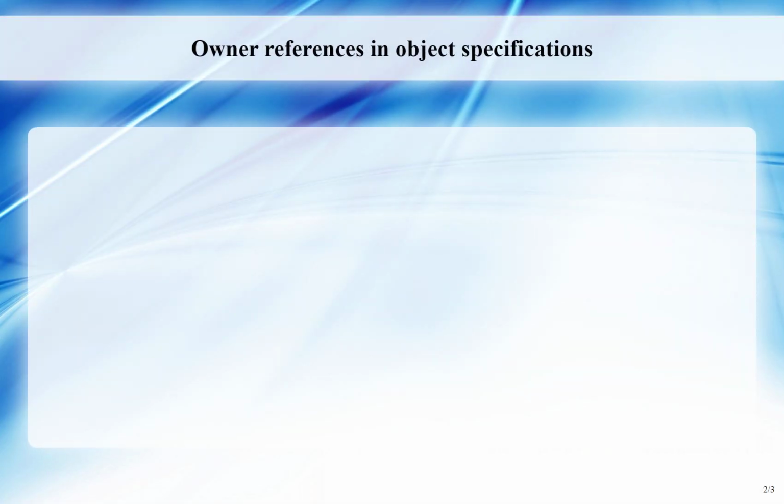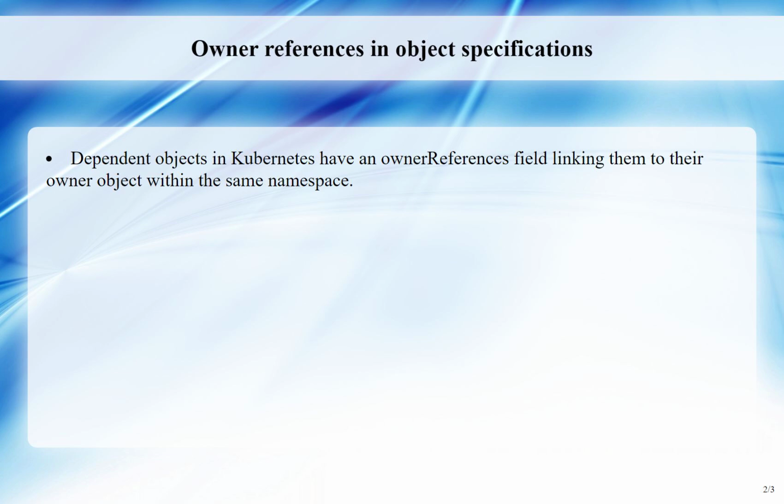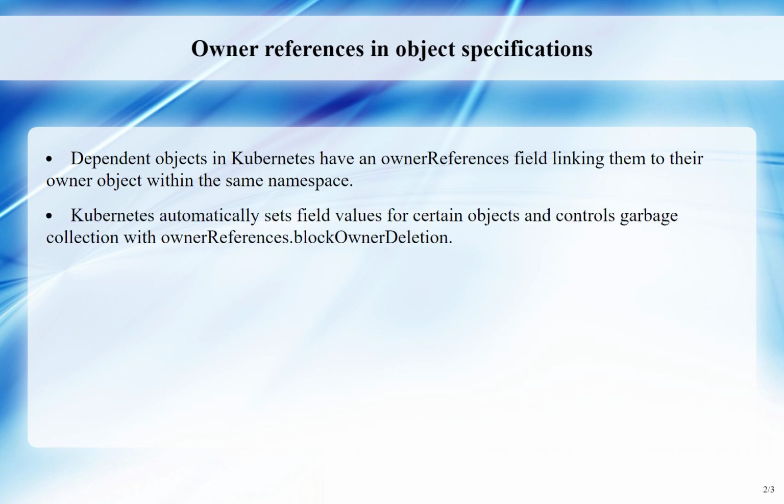Owner references in object specifications. The text explains the concept of dependent objects in Kubernetes, which have an owner references field that references their owner object. This field contains the name and UID of the owner object within the same namespace as the dependent object. Kubernetes automatically sets the value of this field for objects like replica sets, daemon sets, and deployments, among others.